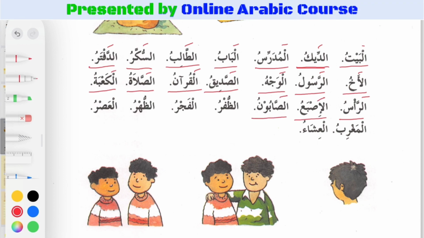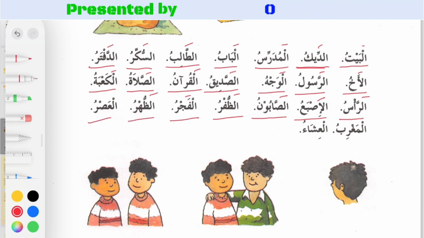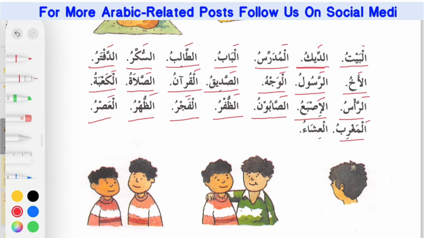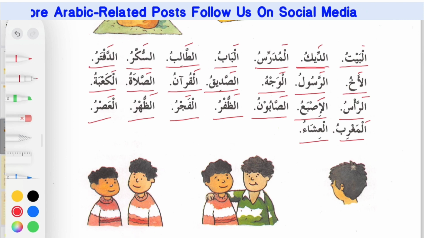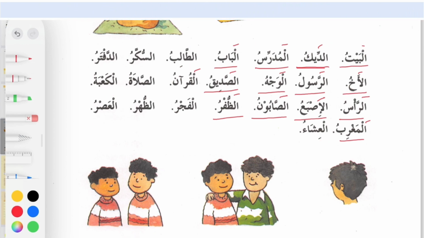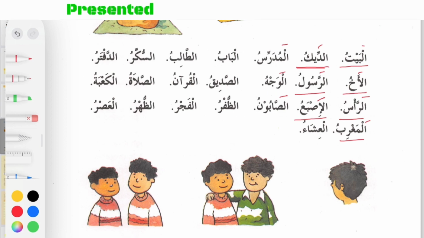Al-sabunu, sun letter. Al-dhufru, sun letter. Al-fajru, moon letter. Al-dhuhru, sun letter. Al-asru, moon letter. Al-maghribu, moon letter. Al-isha'u, moon letter. And now I am going to read these words once again. Please listen carefully and repeat after me.